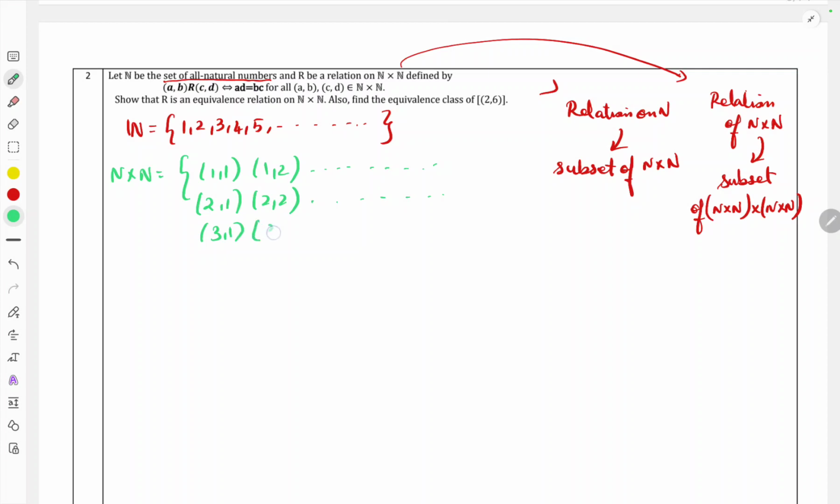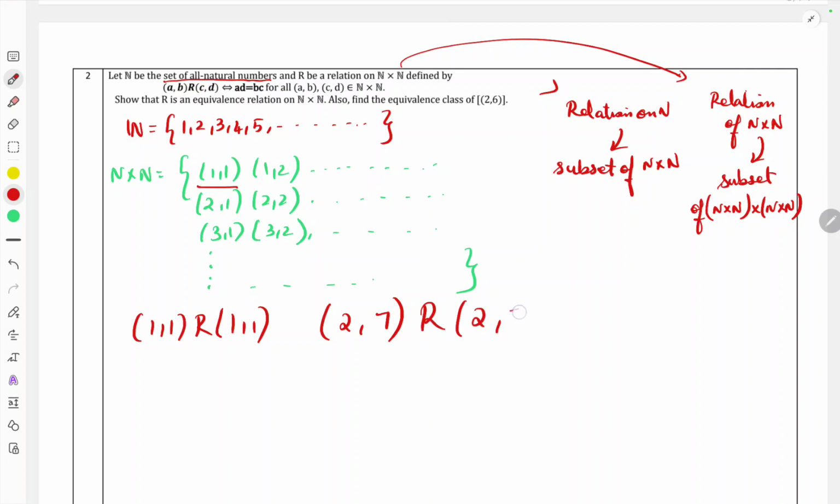Same thing, (3, 1), (3, 2), it keeps on going like this. So this is the set we have now. From this set only we have to take the elements. So if it is reflexive, (1, 1) should be related with (1, 1). If it is reflexive, I can take (2, 7) also. (2, 7) is also one element, so it should be related with the same element (2, 7). So reflexive is nothing but any element we take from that set should be related with itself. So now what we have to prove here is that (a, b) is related with (c, d).